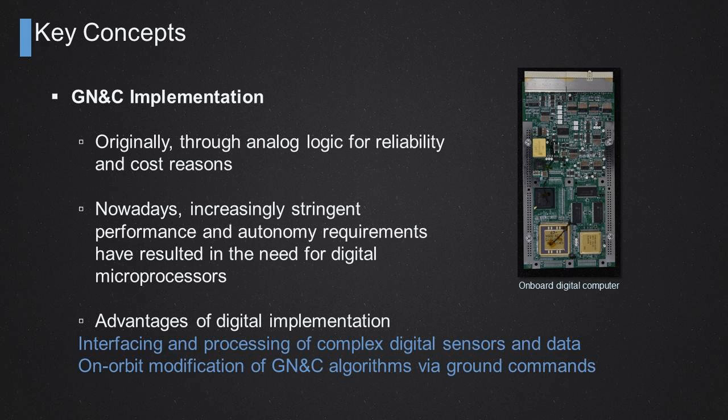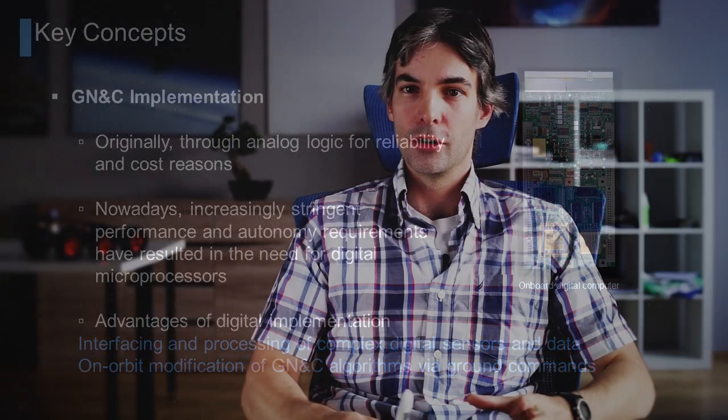So this way, by using a digital computer instead of analog logic, it allows you to have a lot more flexibility in terms of reconfiguring the whole GN&C software even when the spacecraft is actually on orbit. It also allows you to interface the computer with quite advanced sensors and actuators that are all digital nowadays. So these are the two main advantages of using onboard digital computation to implement the GN&C software. And that's the current trend.